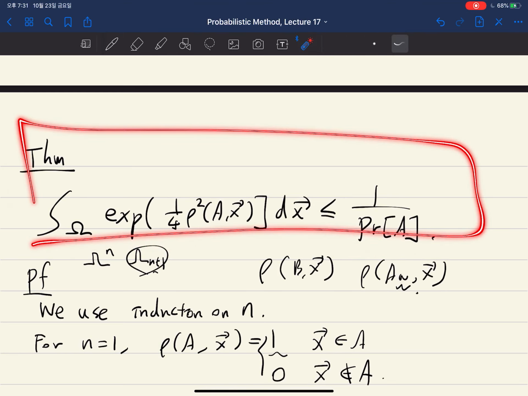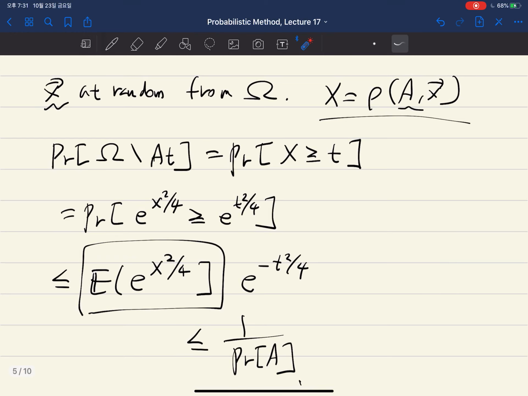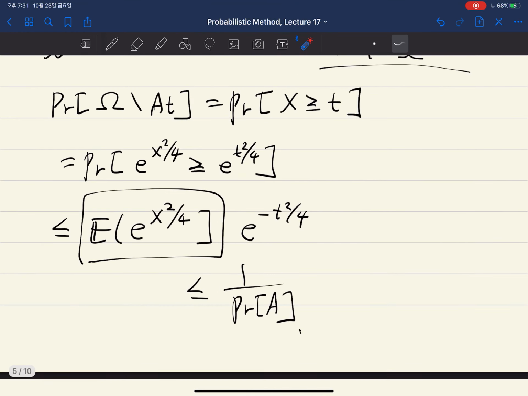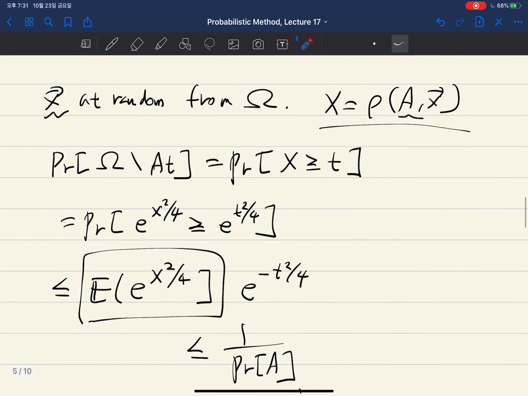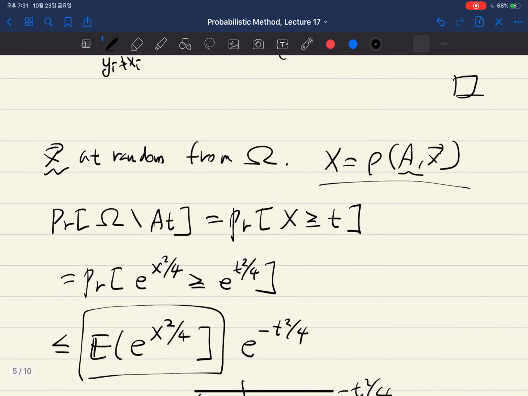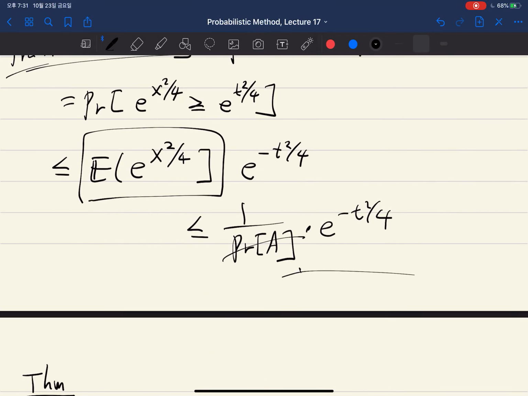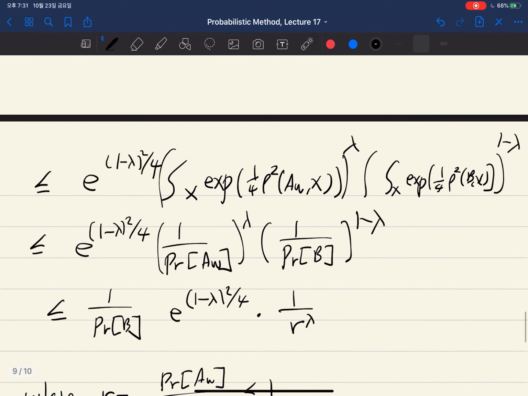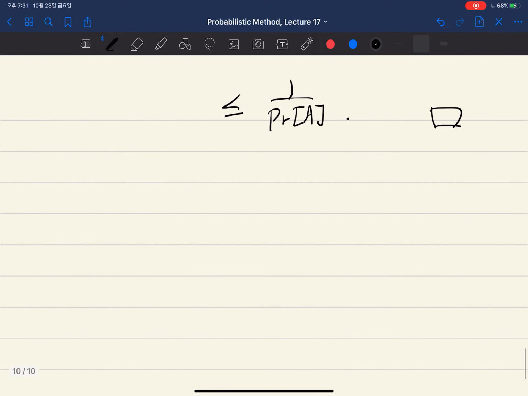Now we have this. This integral is the same as this expectation, and you apply that, then you have this is at most this. You multiply this on both sides, then you get the Lagrange inequality. So now we have the Lagrange inequality as we want.